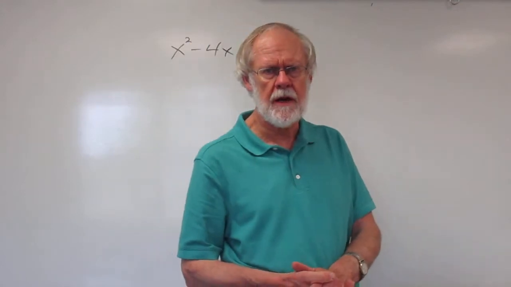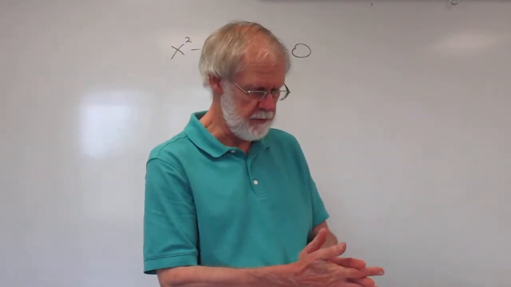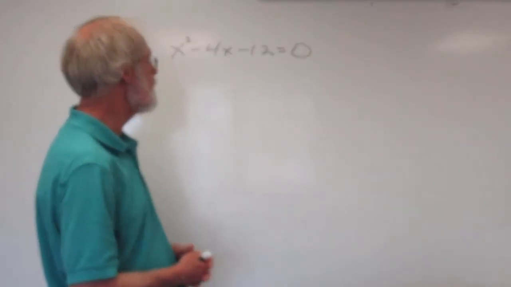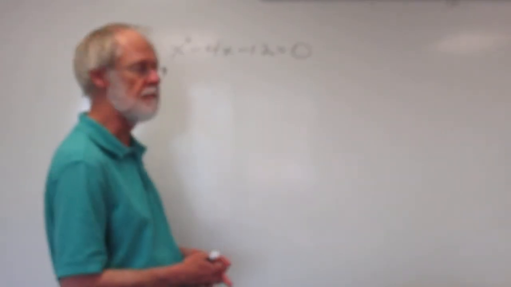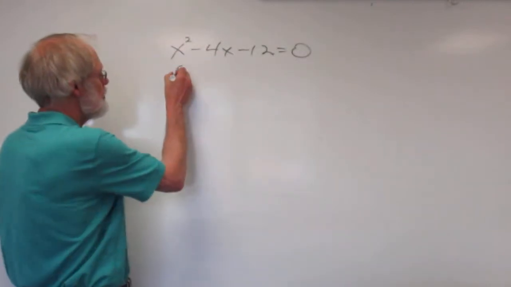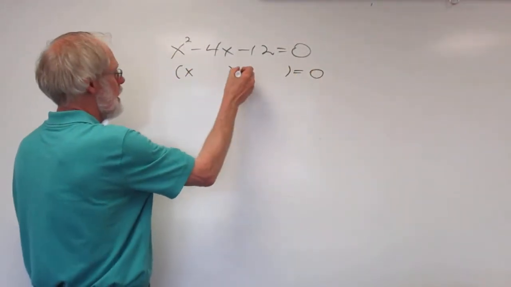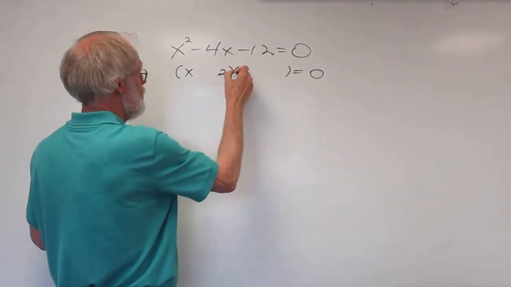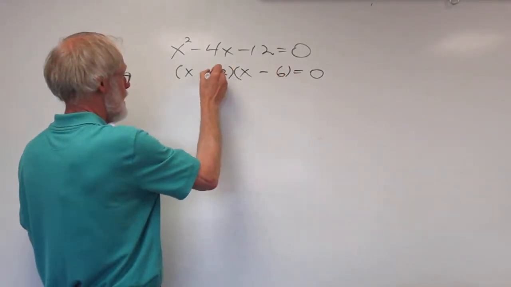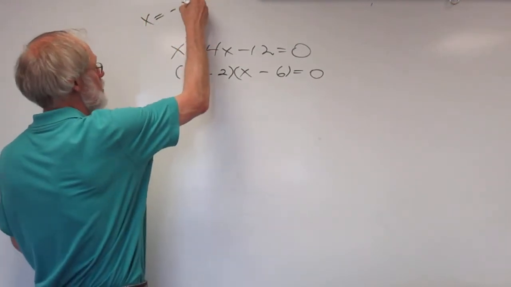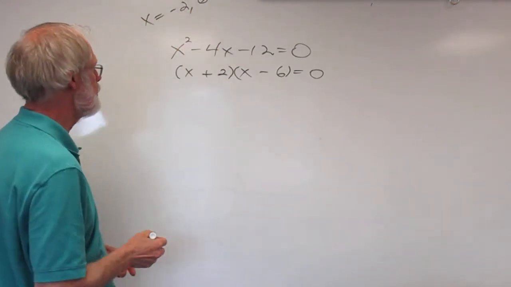I wanted to give you another example of the process of completing the square. So I've put another problem on the board here. It is x squared minus 4x minus 12 equals 0. If we factored this, we would get an x and an x, a 2 and a 6, a minus and a plus, and we would get x equals negative 2 and 6.